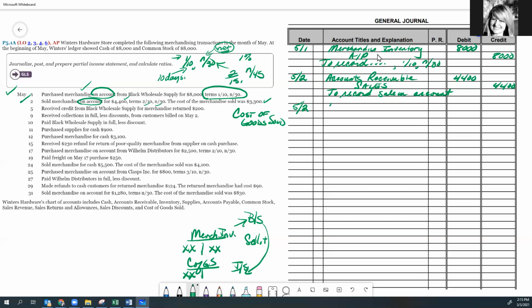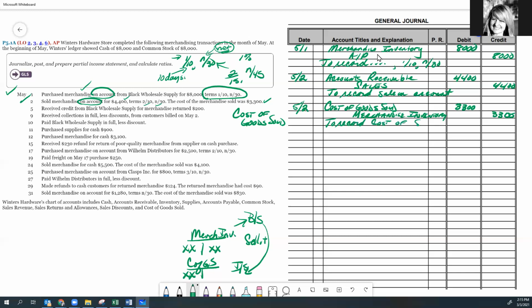So this is our second entry. We're going to debit cost of goods sold. Again, that is an expense account. And so we want to debit it to increase that expense and match it with our sales revenue. And so we debited cost of goods sold, and we no longer have that merchandise. So we are going to credit merchandise inventory. That's an asset. Crediting it makes it go down. So this is to record our cost of sale.